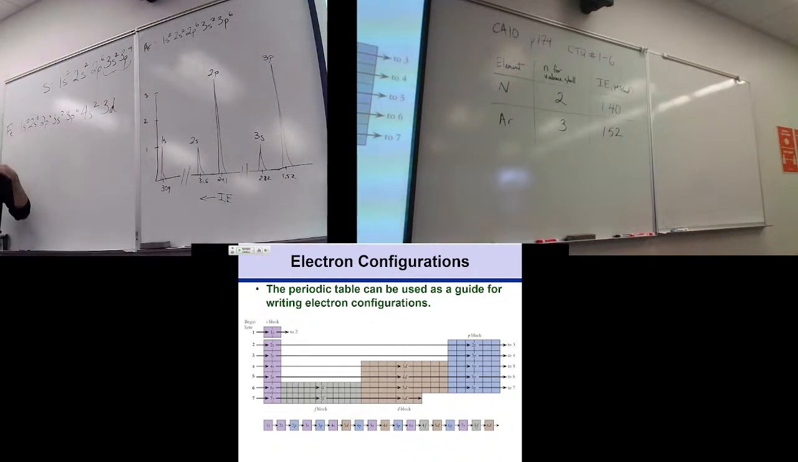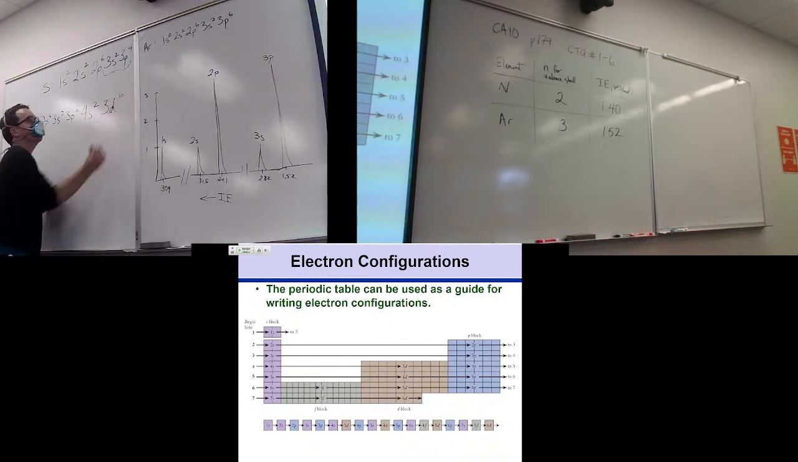So for D, you subtract 1. For F, you subtract 2. So that's going to be 3d, how many? 1, 2, 3, 4, 5, 6. So 3d6, that's the electron configuration.